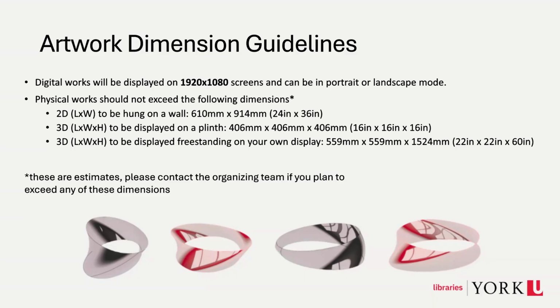And then the 3D printed objects or 3D objects, they don't have to be printed, but three-dimensional projects should be 16 by 16 by 16 inches. And then if it is freestanding or using your own display, it can be 22 by 22 by 60, which is about 5 feet high. These, again, are just guidelines. They're estimated on the space. So as you start building these things, use this as a guideline to start, but get in touch with us if you want to exceed these, and we can discuss what's possible.